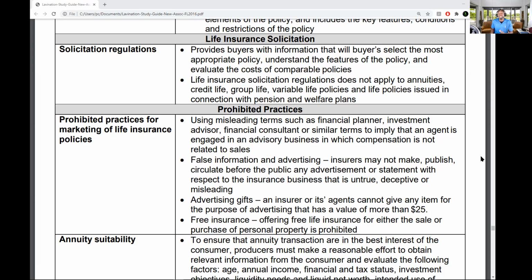So when you're marketing yourself out there, there are some things you cannot do, and I'm about to explain some of them to you. Using misleading terms, meaning things that are not accurate, so that you mislead the client. Okay, using misleading terms such as financial planner.